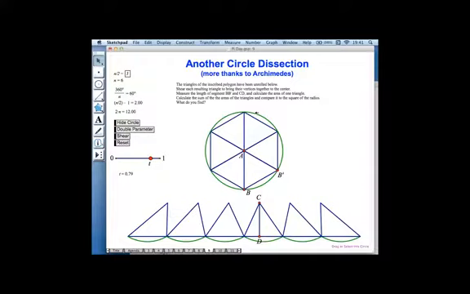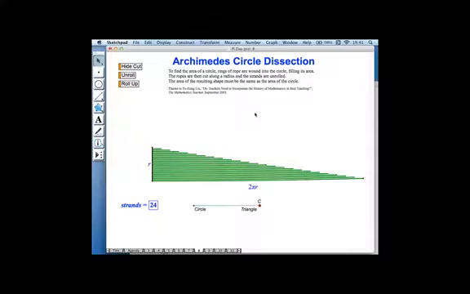I have a second dissection that is very similar to this, and I'll go on to that. So this is again Archimedes' hexagon that we saw from the original investigation.